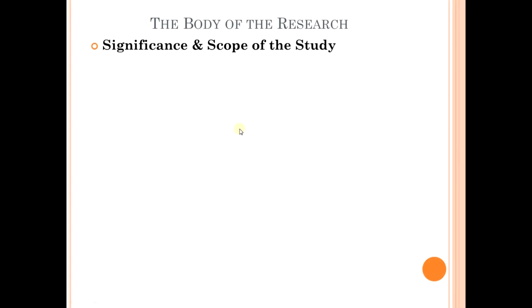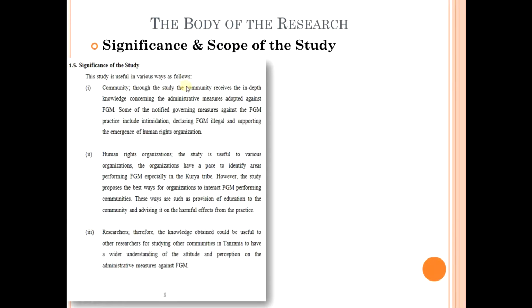Also, in chapter 1, there is the significance and the scope of the study. Significance shows how the research will be worth to various places, including the community, human rights organizations, researchers, and so forth, according to the task of the respective research. Therefore, as a researcher, you have to show the value of your research after being conducted.